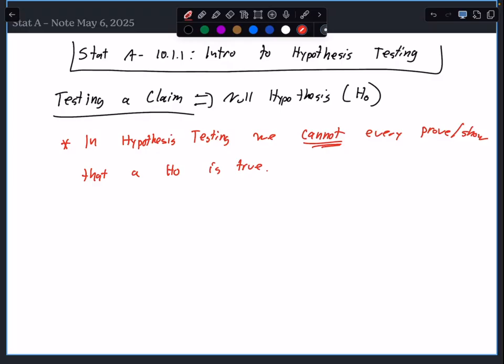What do they say? They find him not guilty. Because there's not enough evidence to show that they are guilty, so you go back to the default claim. Since they were innocent to begin with, and if you can't prove beyond a reasonable doubt that they're guilty, then we default back and say there's not enough evidence to show that they're guilty. So we find them not guilty. But we never prove them innocent. We never prove a null hypothesis to be true.